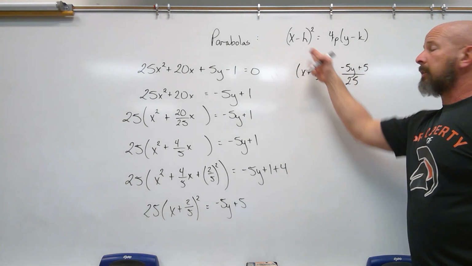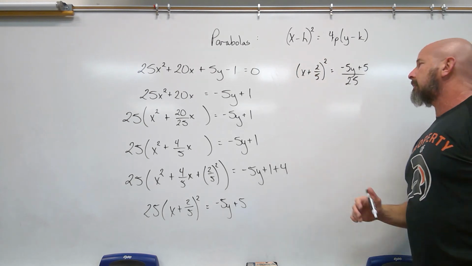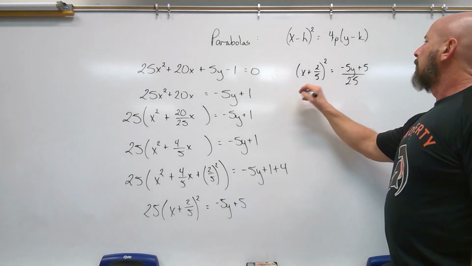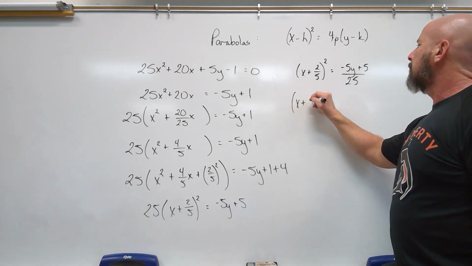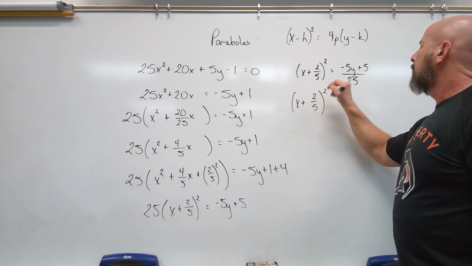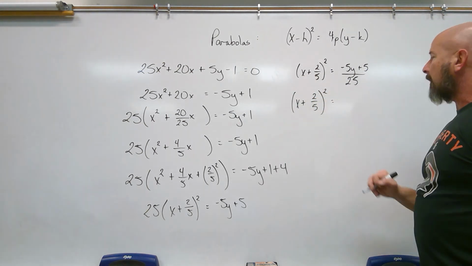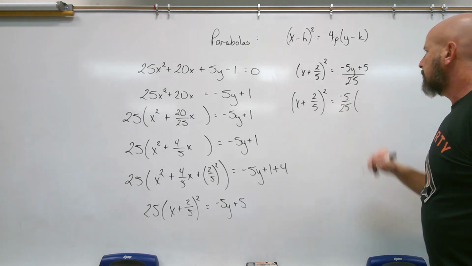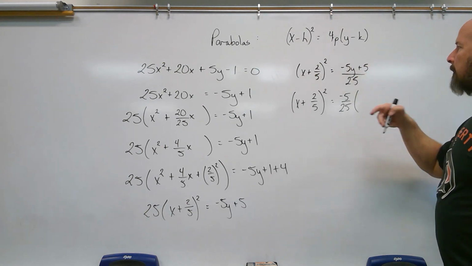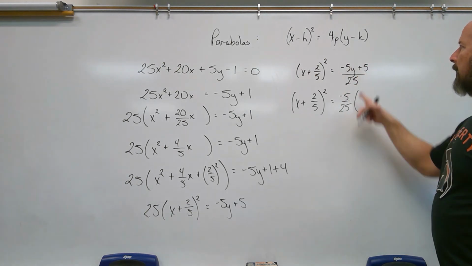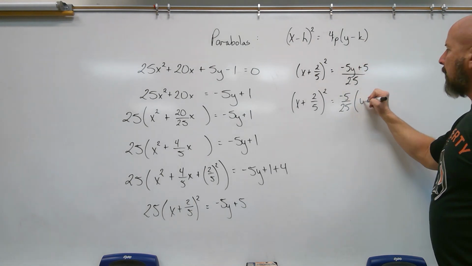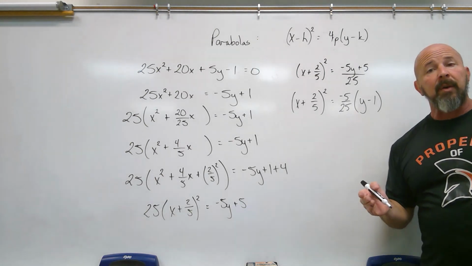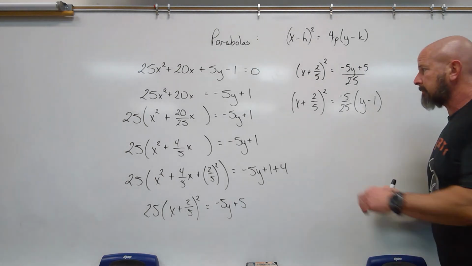I've got the left side looking good, right side not looking so good, but I'm on my way there. So now what I'm going to do is factor out a negative 5/25. See a 5 in common up here. There's my 25. I'm going to factor out a negative because I want that positive, and that would give me y minus 1. Again, sometimes the fractions get to us, so I can check this.